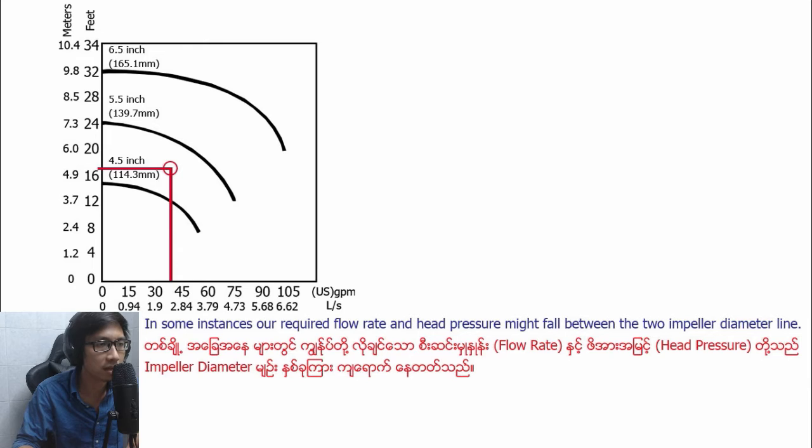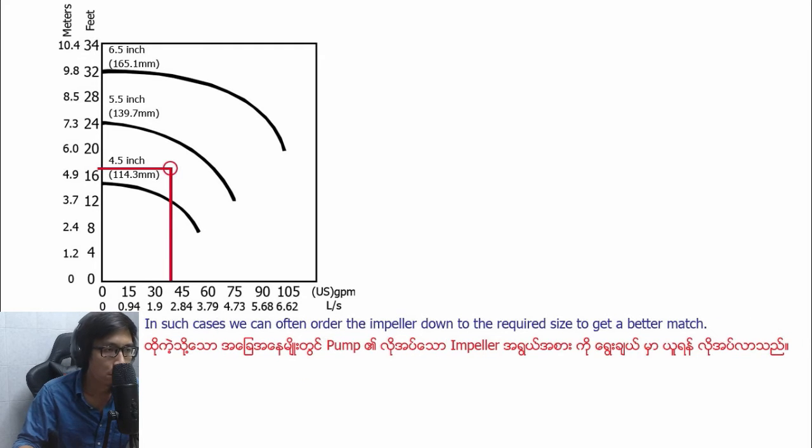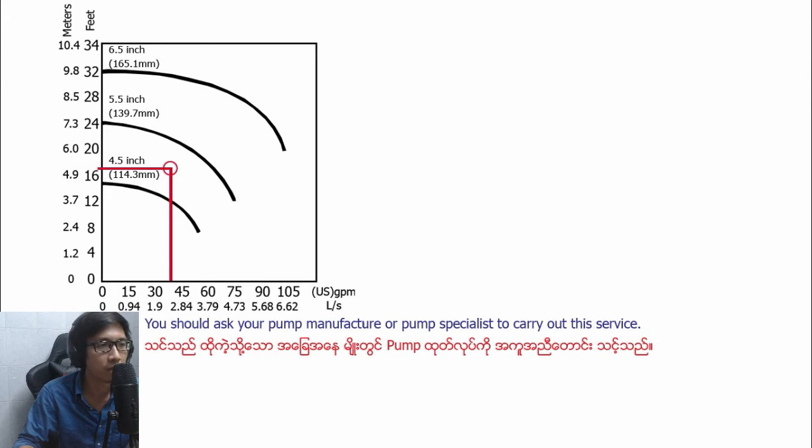In some instances, our required flow rate and head pressure might fall between the two impeller diameter lines. In such cases, we can often order the impeller trimmed down to the required size to get a better match. You should ask your pump manufacturer or pump specialist to carry out this service.